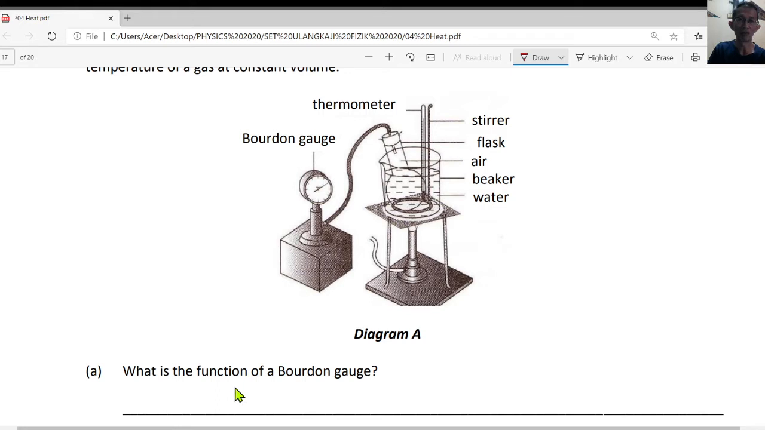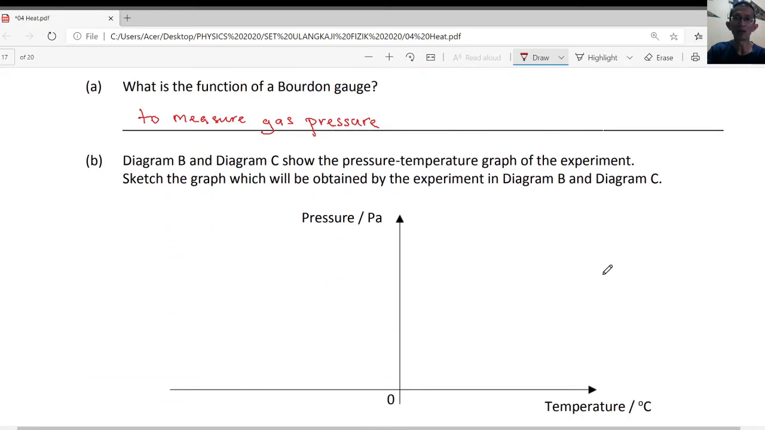So what is the function of a Bourdon gauge? That is to measure gas pressure. And in this experiment, our gas happened to be the air, so it's the air pressure. Alright? So that is the function of a Bourdon gauge. And then we go to the next question.